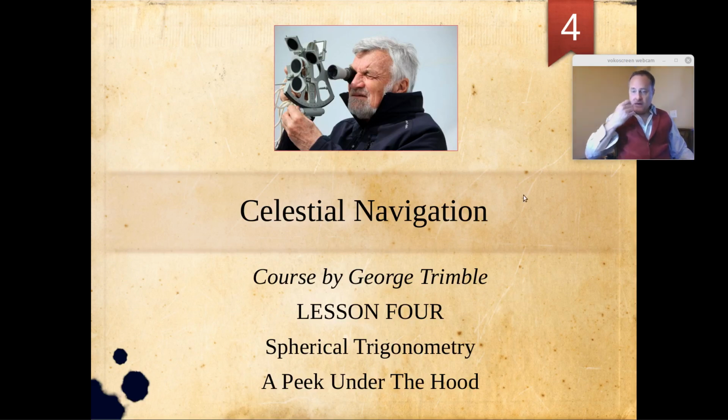In our previous presentation, we utilized the spherical law of cosines in order to solve the navigational triangle. This allowed us to come up with two numbers, the zenith and the intercept distance, that allowed us to move from an assumed position and draw a line of position.